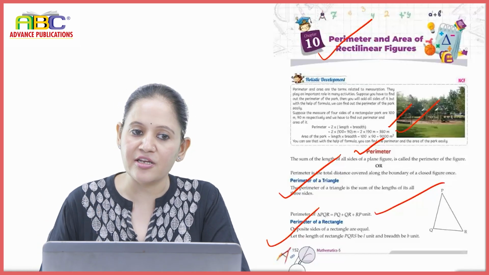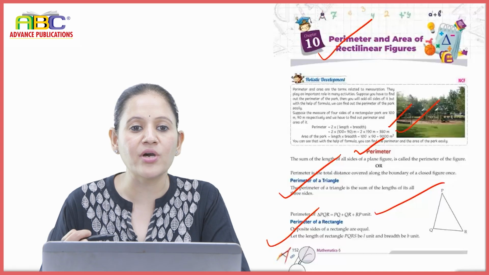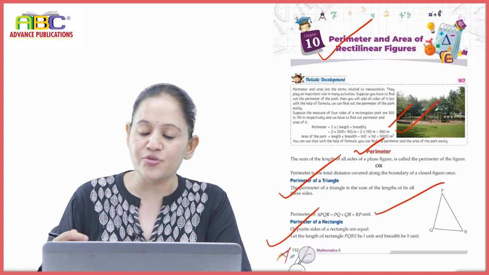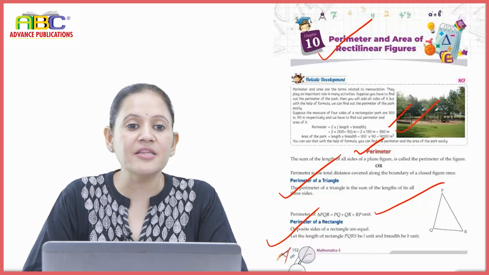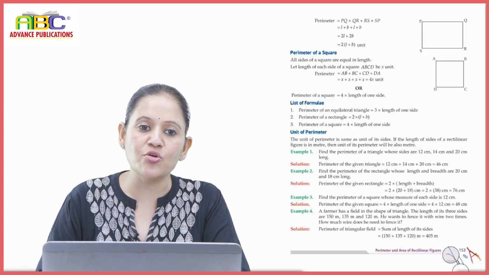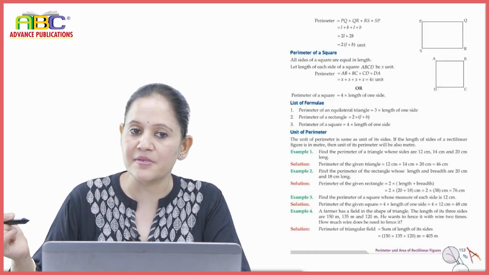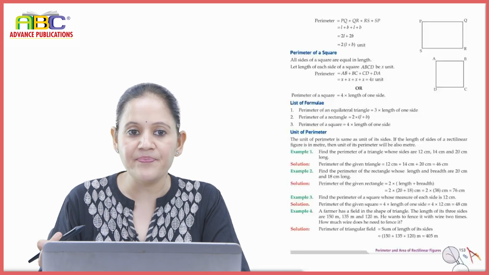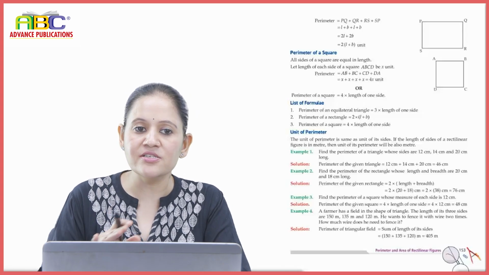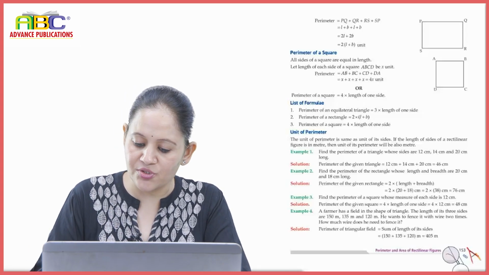Perimeter of a rectangle. Opposite sides of a rectangle are equal. Let the length of the rectangle PQRS be L unit और B जो breadth है वो B unit है. Then the perimeter equals to क्या हो जाएगा PQ plus QR plus RS plus SP, means L plus B plus L plus B. So 2L plus 2B. 2 will be taken as common. So 2 into L plus B units.